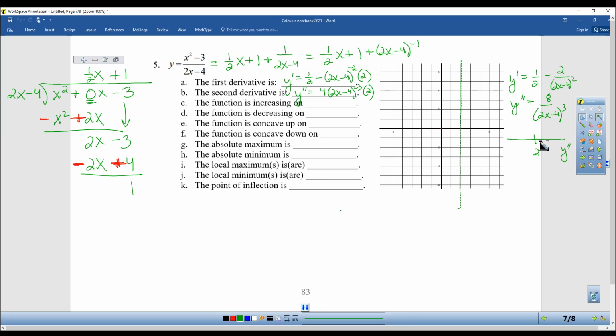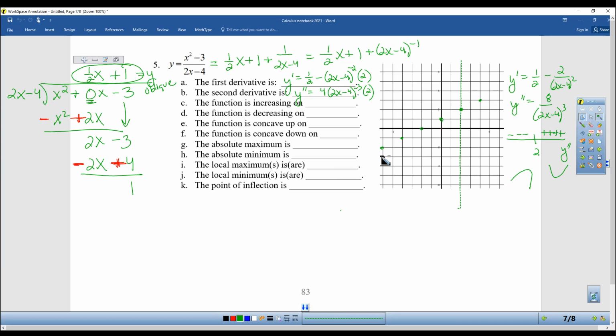And so if I plug in a number bigger than 2, like 10, then 20 minus 4 is positive. If I plug in a number like 0, I'll get negative 4 cubed, which is negative. So now I know that this is going to be concave down and then concave up. So it's going to look like our last one did. I can use my long division to give me, remember, just this part, not the remainder, just this part gives me my oblique asymptote. So I go up to 1 and then up 1 over 2, up 1 over 2.